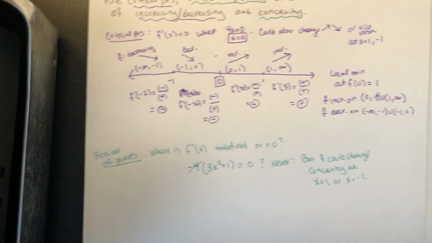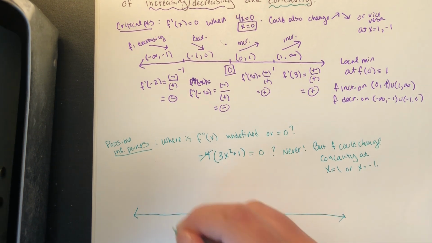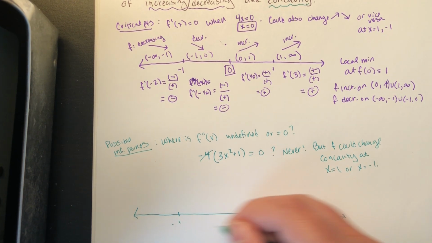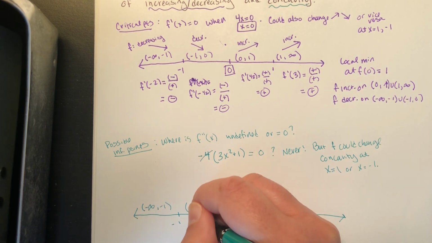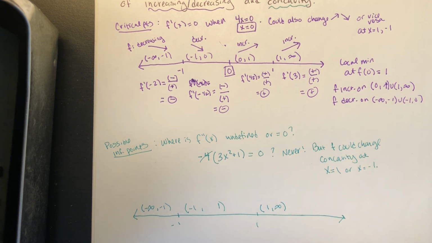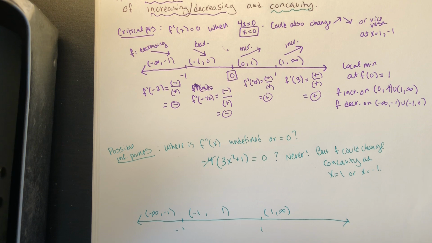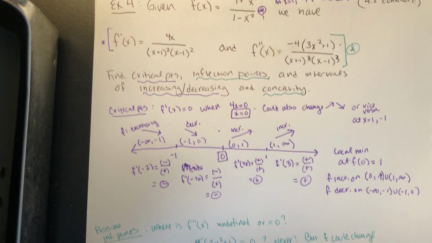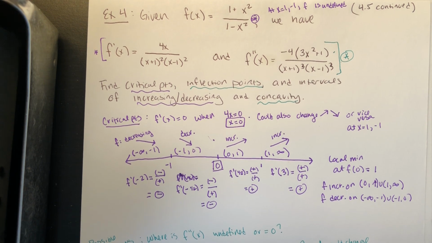Okay, so we're going to do the same thing here. Break up our number line: -1 and 1. Our intervals would be -infinity to -1, -1 to +1, and then 1 to infinity. And we're going to choose a point in each interval, plug it into the second derivative function all the way up here, and see if the output is positive or negative.